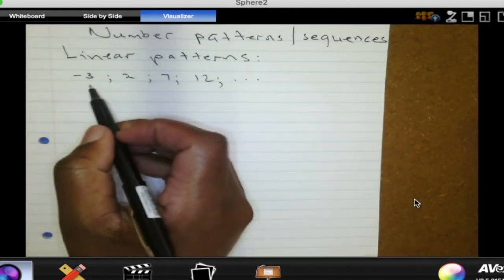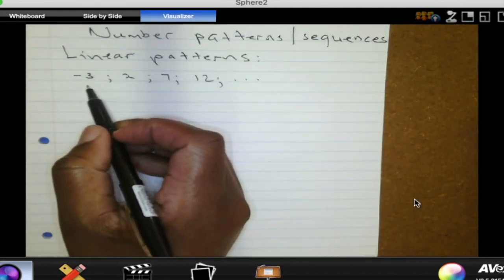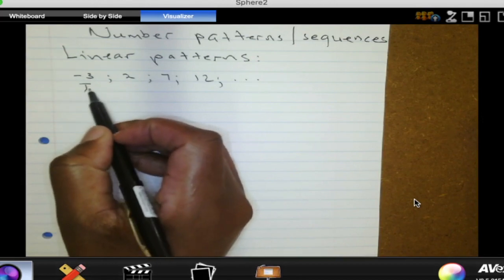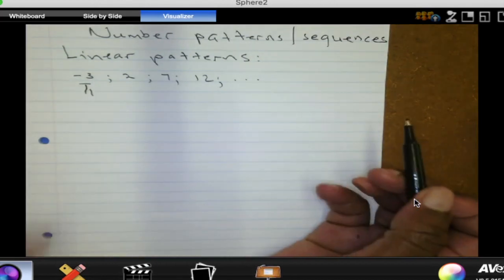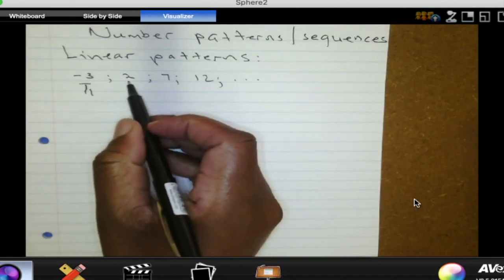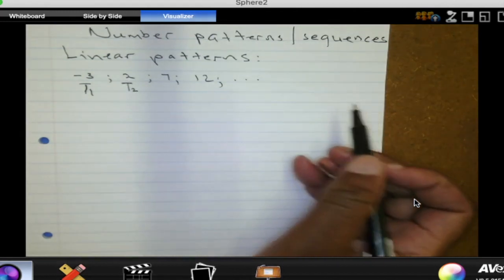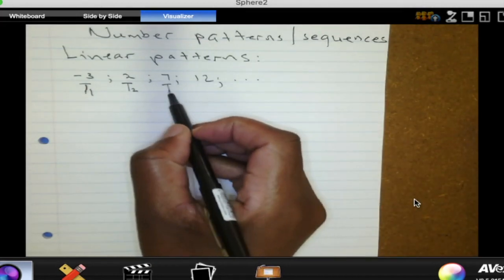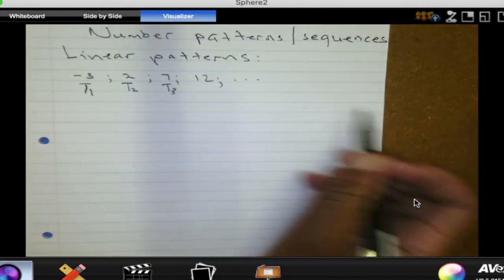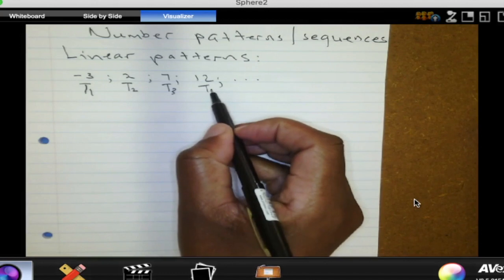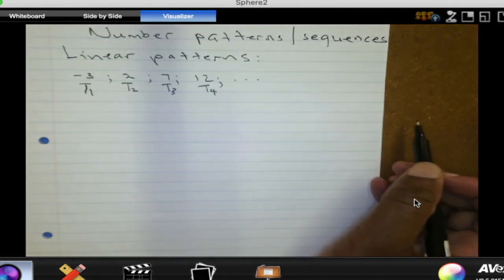So negative 3 is in the first position, so we call it the first term. You can call it T1 because it is in position 1. 2 is our second term, so we call it T2. 7 is our third term, we call it T3. 12 is our fourth term, and we call it T4.